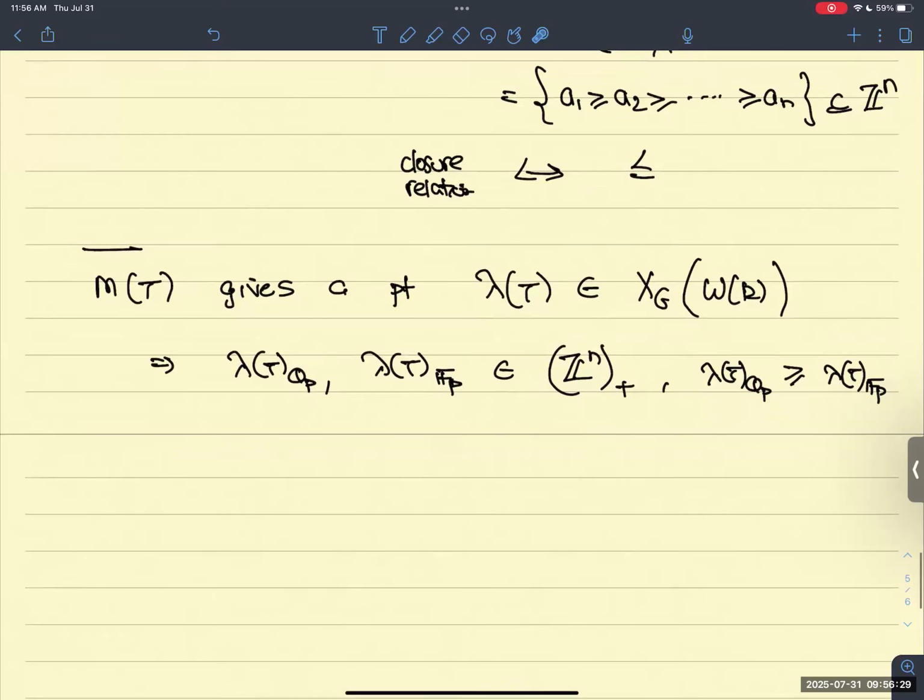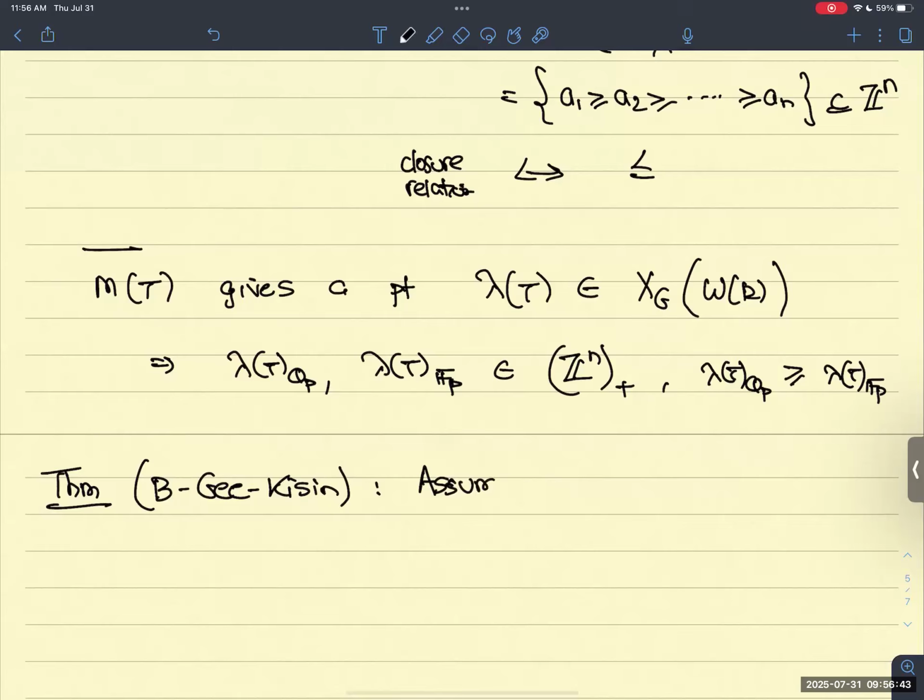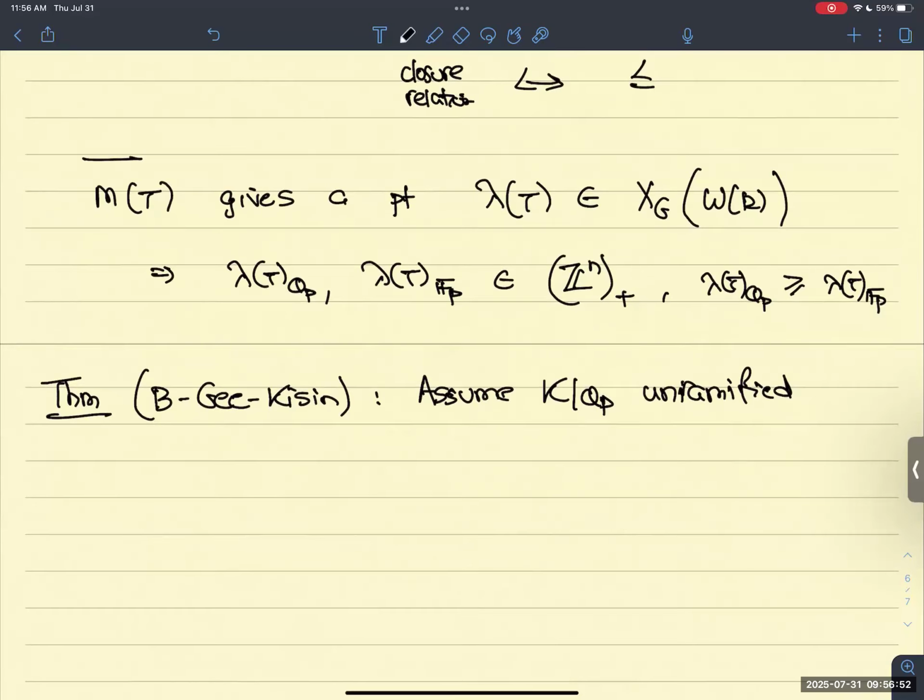And our theorem is that something better happens in the unramified case. So let me say the theorem. Assume K is unramified. Then there's actually a sort of stronger ordering on the same set, and they're related in the stronger ordering. So the QP invariant is what's called up arrow from the FP invariant.